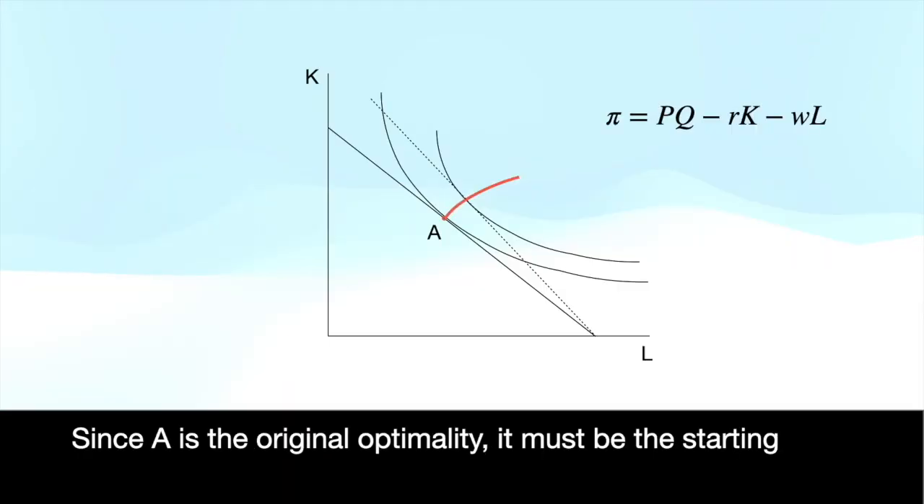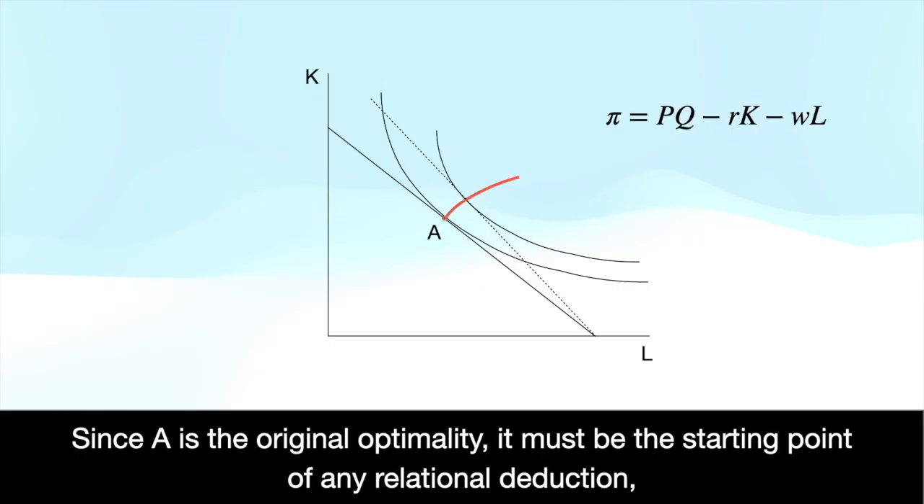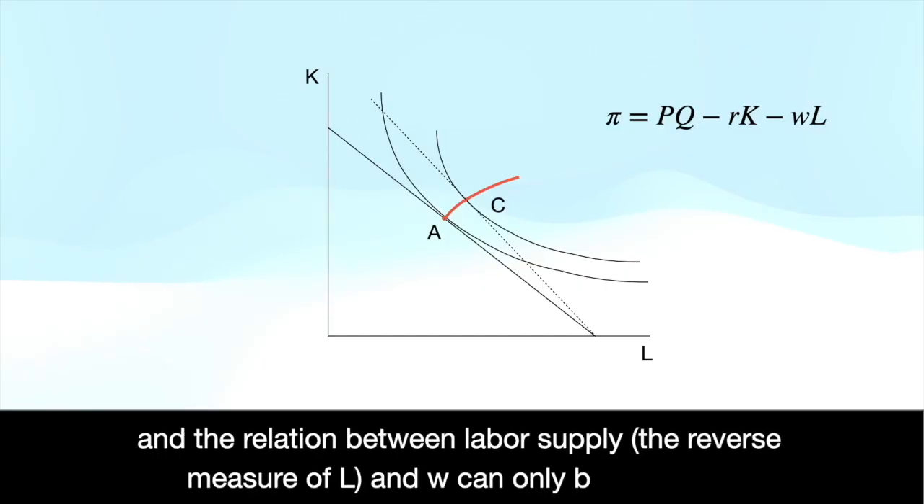To bend or not to bend. Since A is the original optimality, it must be the starting point of any relational deduction. And the relation between labor supply, the reverse measure of L, and W can only be negative.